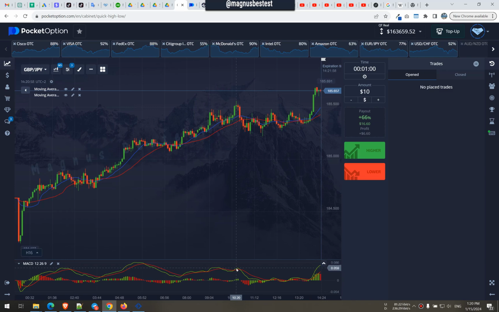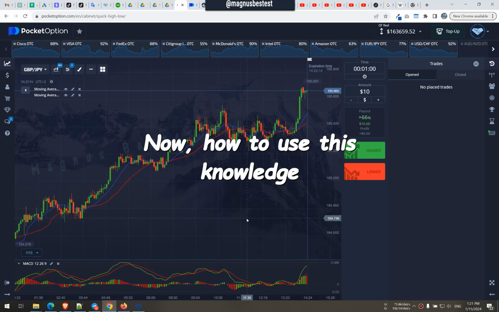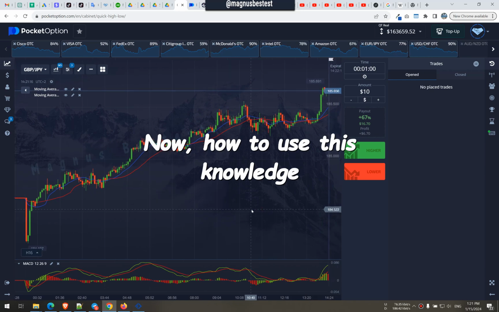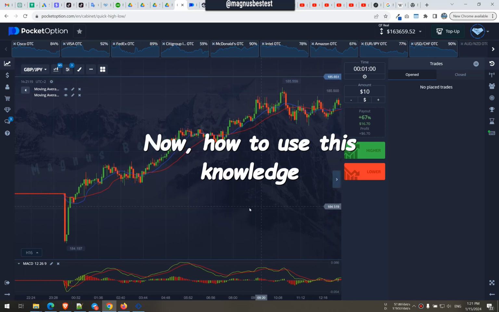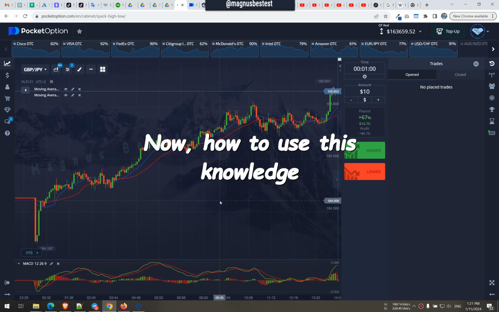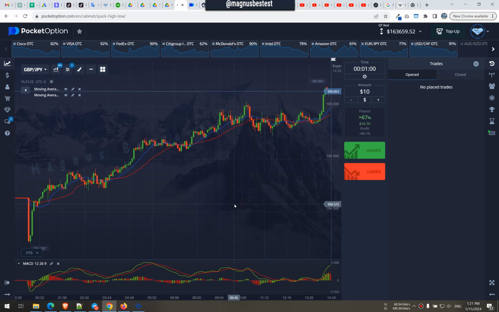That's why the MACD line here is 59, and the signal line is a moving average of period 9 of that MACD line. Okay, now how to use this? So the best way to use the MACD indicator is going with the trend.